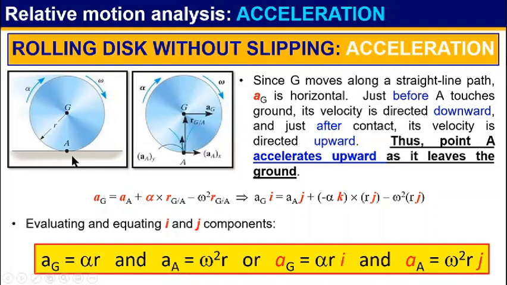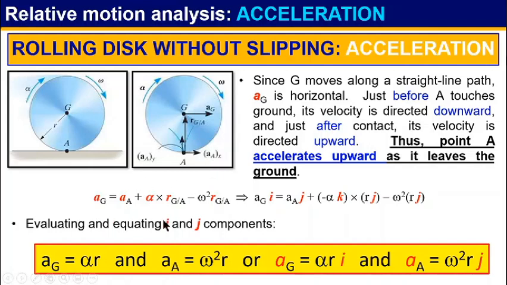However, how about after it made contact with the ground? After it made contact with the ground, its velocity is directed upward. So we have here R_GA. Thus, point A accelerates upward as it leaves the ground.